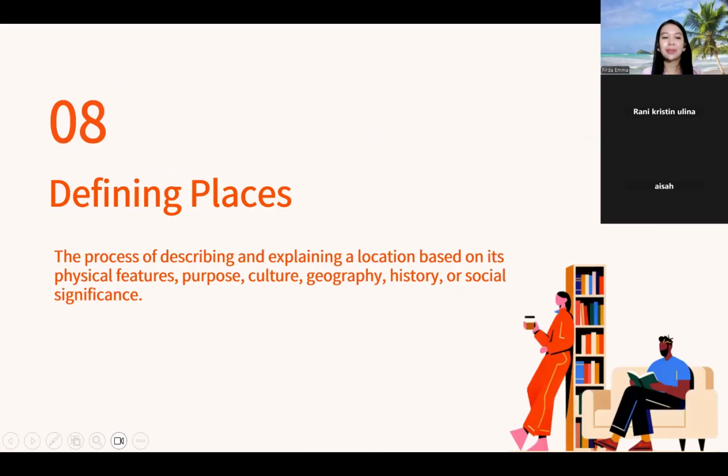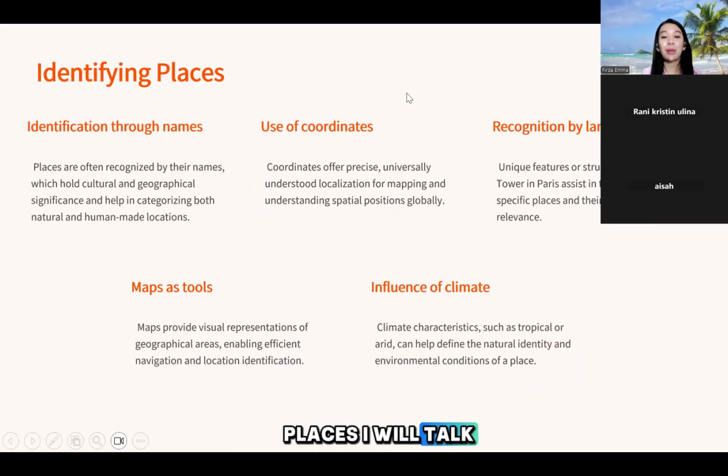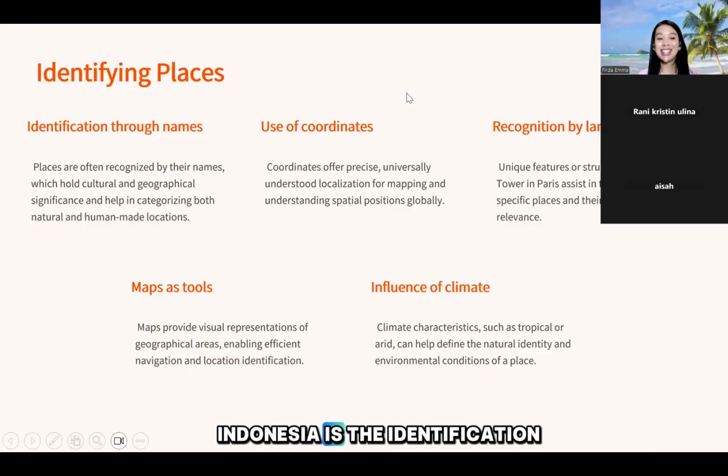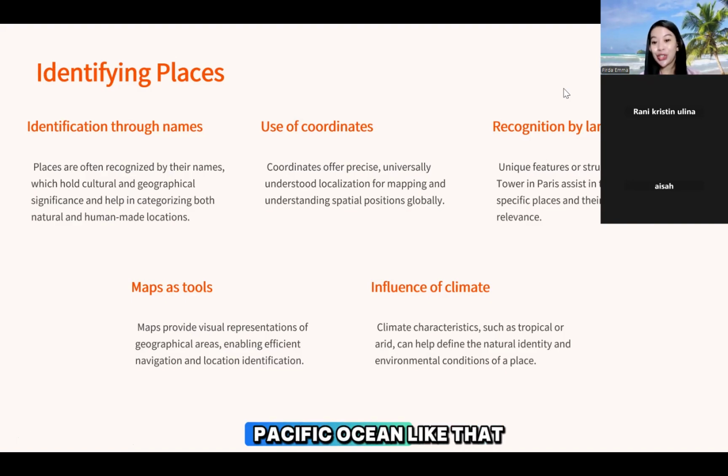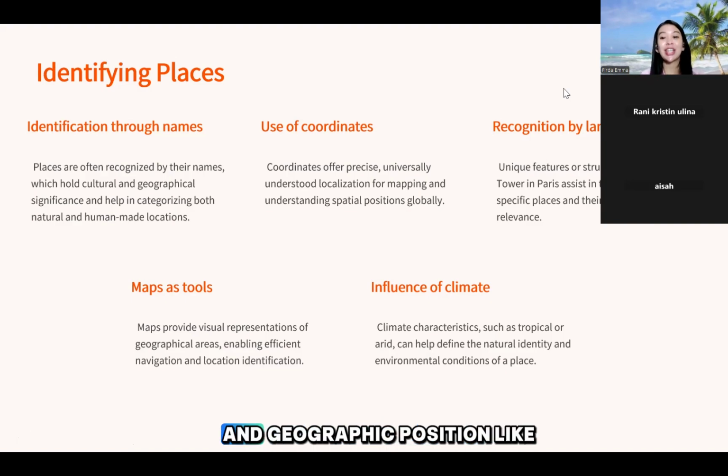For example, when we identify places, I will talk about Indonesia. Indonesia is the identification through names. This place is called Indonesia. The coordinates, maybe it's located near the Atlantic Ocean or Pacific Ocean like that. It's called the coordinates and geographic position, like the landmark.